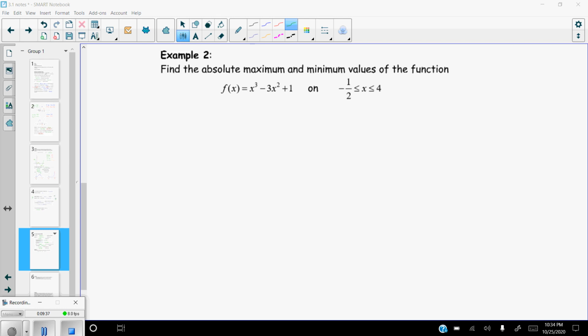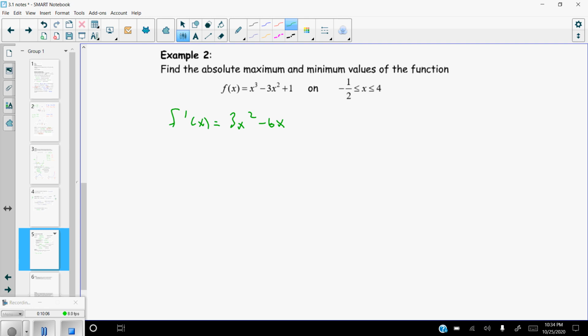Okay, so example 2 says find the absolute maximum and minimum values of the function. In order to do that, we need to find the critical values first. To do that, we take the derivative. So we'll do f prime of x, and that's just going to be 3x squared minus 6x. Now we have to find the critical values. The critical values are where the derivative is either 0 or undefined.